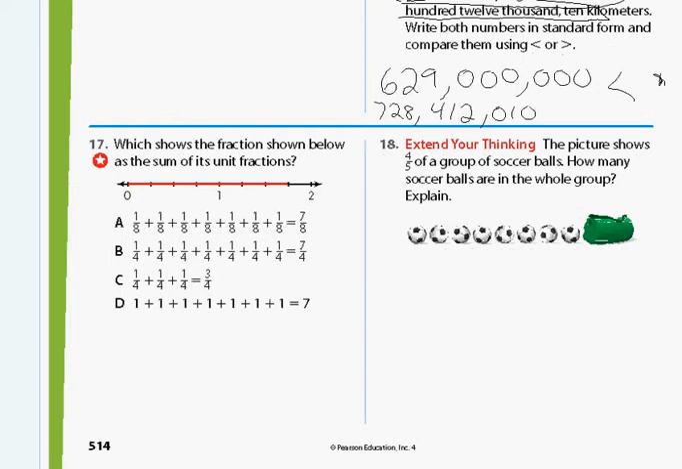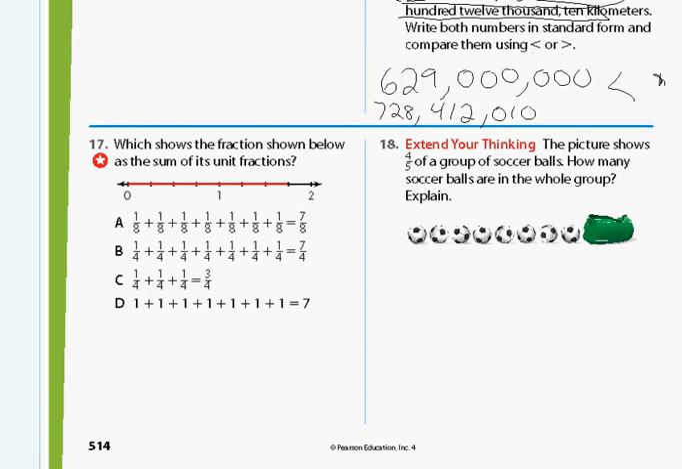Okay, the picture shows 4/5 of a group of soccer balls. How many soccer balls are in the whole group? And explain. So this is going to be a little bit of a tricky problem. It's something we haven't really covered fractions this in depth yet.